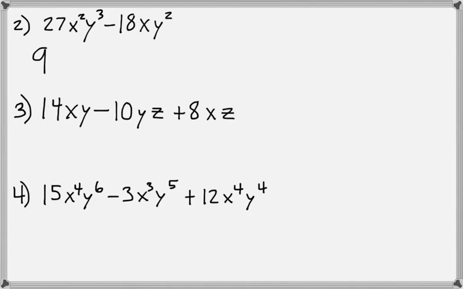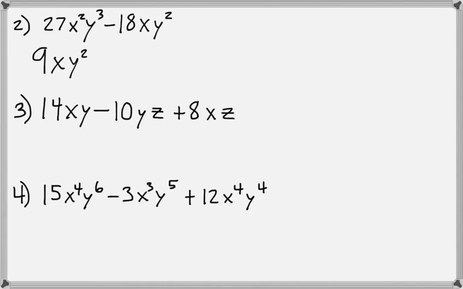For the x's, how many x's can I take out of both of them? Well, I'd like to take out x squared, but this one only has a single x, so I can only take out a single x. With the y's, this one has 3 y's, this one has 2 y's. I'm only as strong as my weakest link, so I can only take out 2 y's, or y squared.